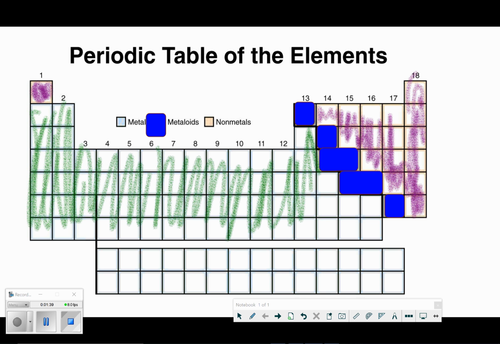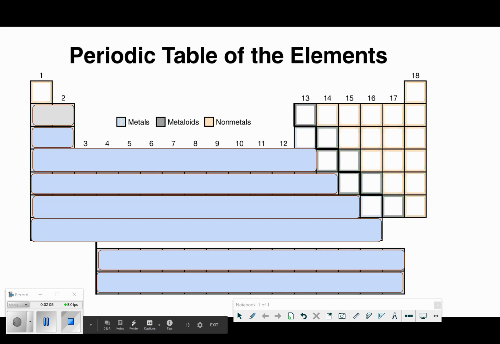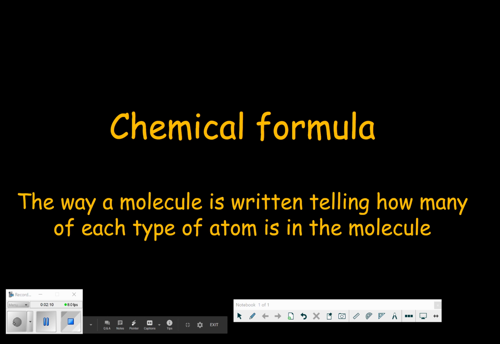Okay, now for our purposes, the metalloids are going to be treated like nonmetals. So if it's a metalloid, you treat it just like a nonmetal for right now. Nonmetals are colored in this one. Metals are colored here. And then you already saw the metalloids. Okay. So the next thing you've got to look at is a chemical formula.